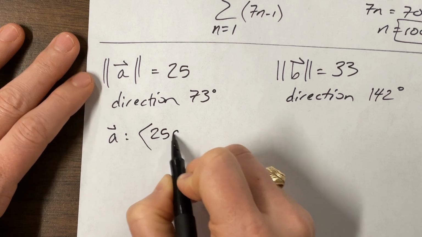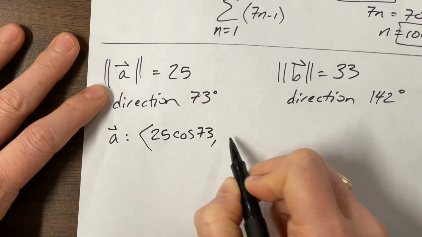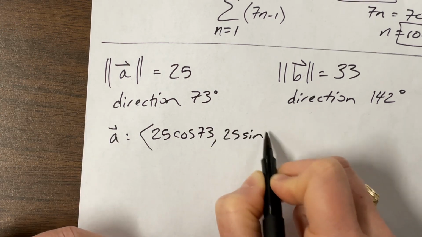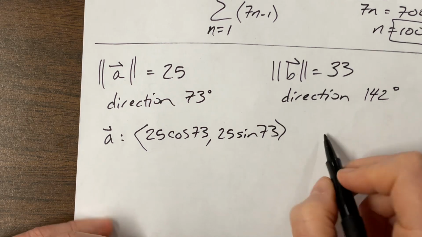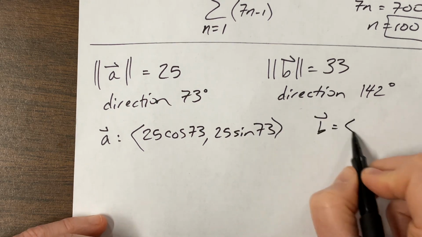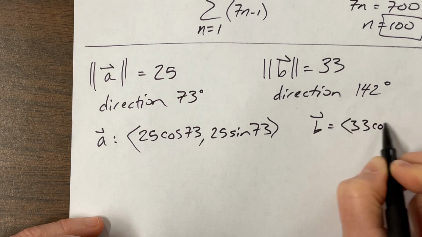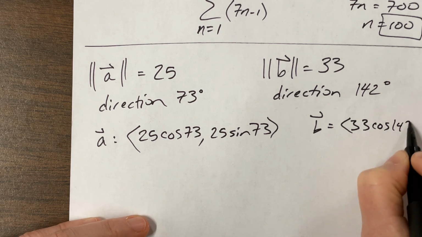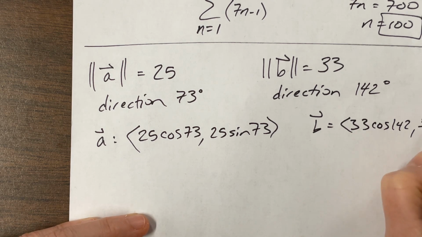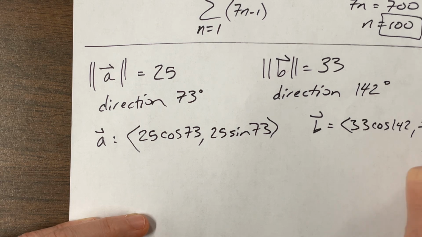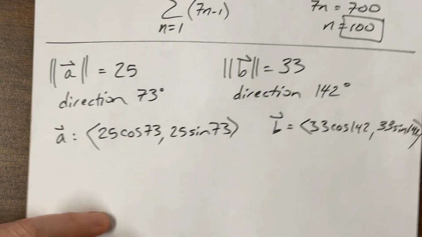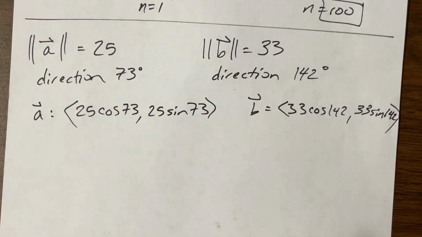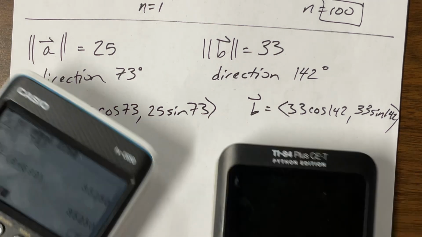Okay, so now if I want to figure out what's happening, I can rewrite vector A, and I can rewrite vector B to be 33 cosine, the x value is cosine 142. Hopefully I have other videos where you already understand where this is all coming from. My purpose in this video is to talk calculator.